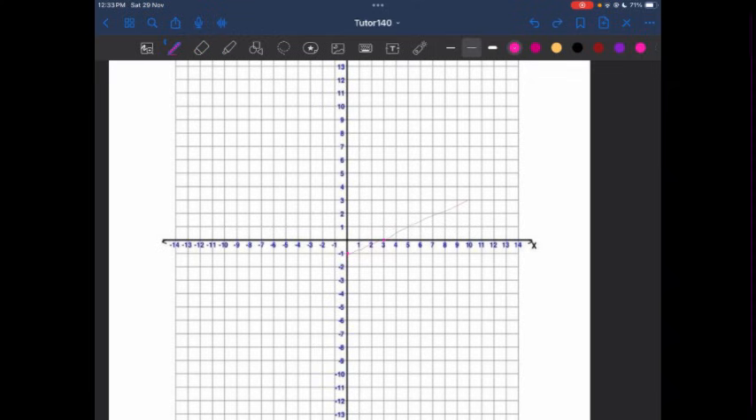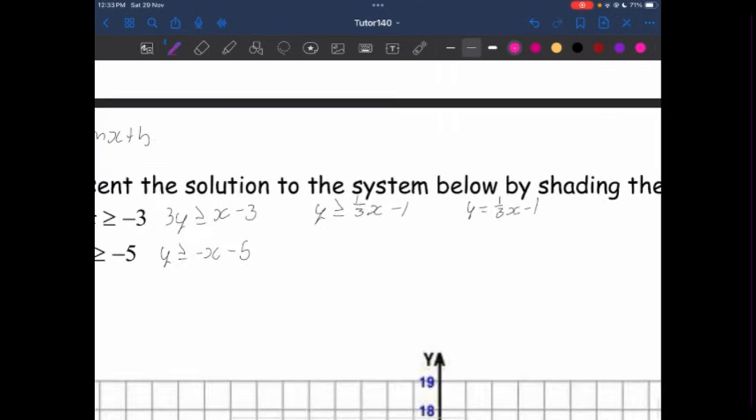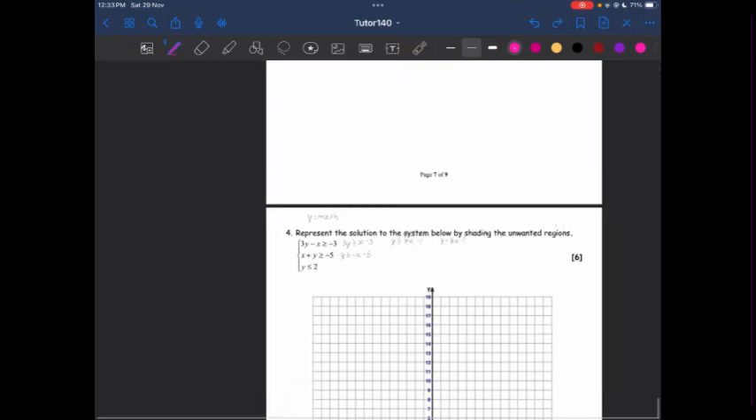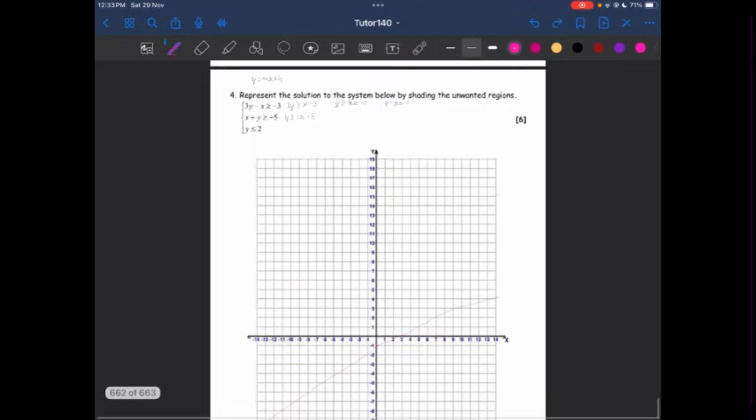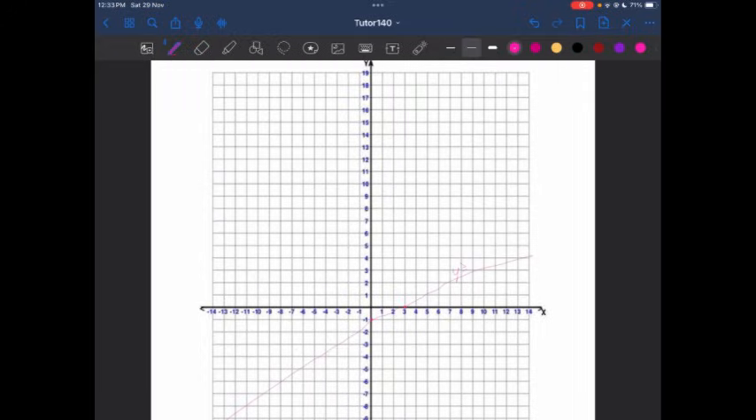Be mindful of the inequality symbol. Since it's greater than or equal to, the line is solid. If it was just greater than, it would have been dashed. So pay attention to the inequality symbol. So I could plot it. y is greater than or equal to 1 over 3 x minus 1.